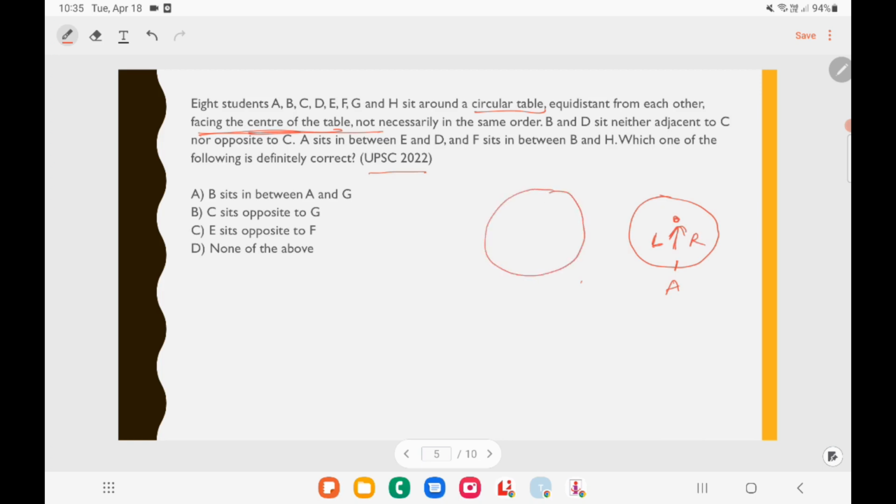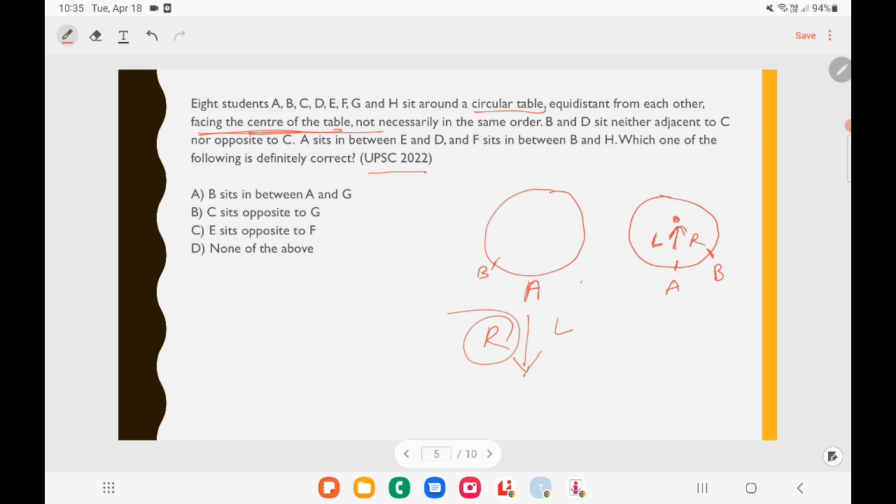Now let's take another case. Here let's say that A is looking away from the center. That means if A is sitting here, A is sitting like this, he is looking in this side. That means this is the left side of A and this is the right side of A. And in the question it has given that B sits on the right side of A, immediate right of A. Okay, then in this case B is sitting here, but in this case B will be sitting here, because this is the right side of A.